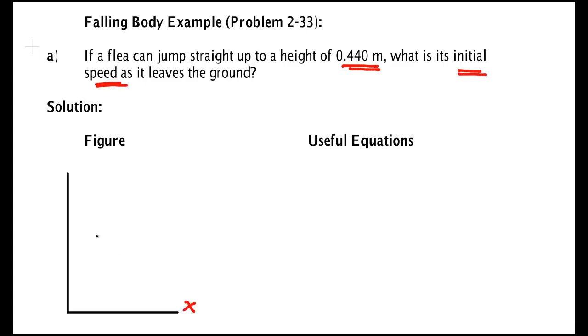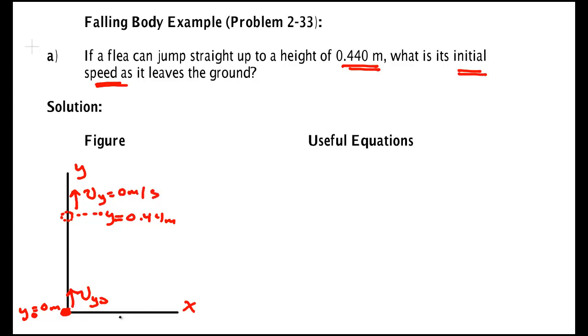I need a coordinate axis, so here's what I'm going to choose. Here's my flea. It has some initial speed in the y, vy naught. It goes to some final height where it's maximum. Its maximum point there would be y equals 0.44 meters. I get that right up here from the problem. Because I chose the way I did, this was 0 meters. Also, I know the speed here. Vy is 0 meters per second because it was at its maximum height.